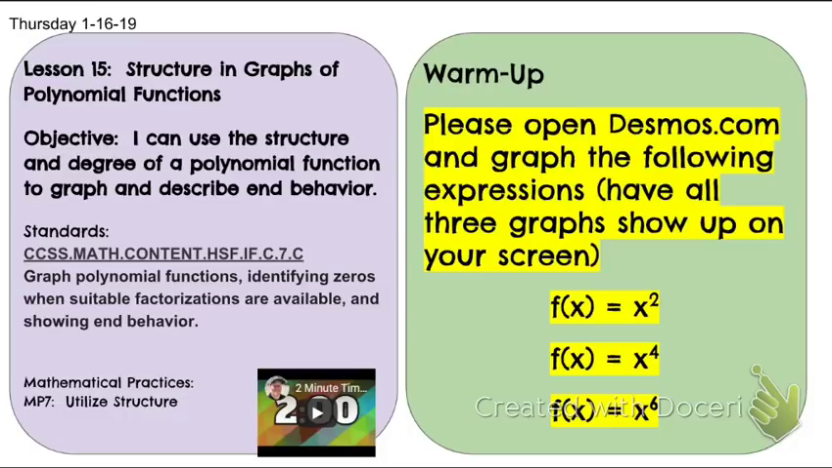What I need you to do right now is the warm-up: open up Desmos.com and graph the following expressions all at the same time on your screen. You should have 3 lines on your screen: x squared, x to the 4th, and x to the 6th. If you haven't done that already, go ahead and pause the video, go to Desmos, and plug those in.